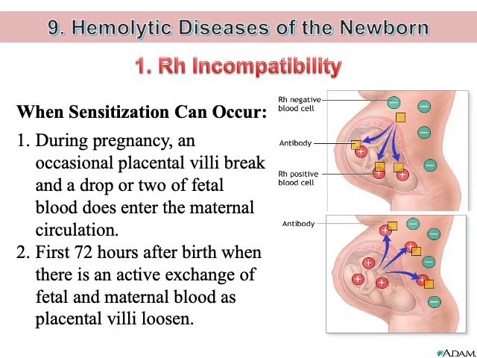When can sensitization occur? Theoretically, there is no direct connection between fetal and maternal circulation, so no fetal blood cells should enter the maternal circulation. But during pregnancy, an occasional placental villus can break and drop. This fetal blood does enter the maternal circulation. Few antibodies form this way, however. The second case is the most common form, when sensitization occurs in the first 72 hours after birth. This is when there is an active exchange of fetal and maternal blood as the placental villi loosen.